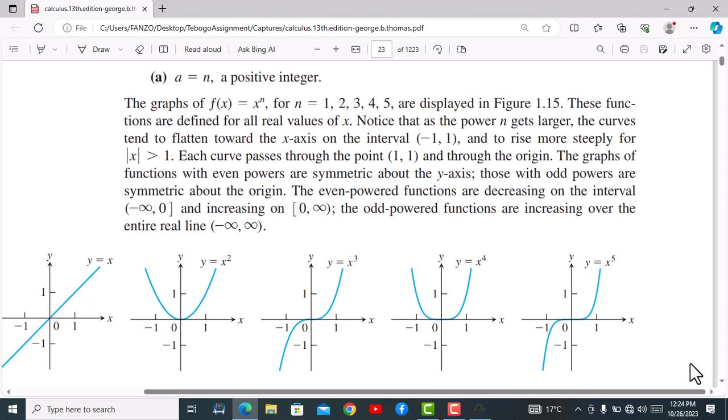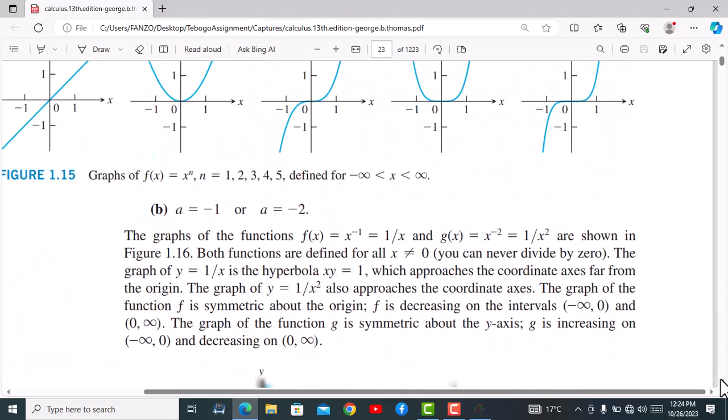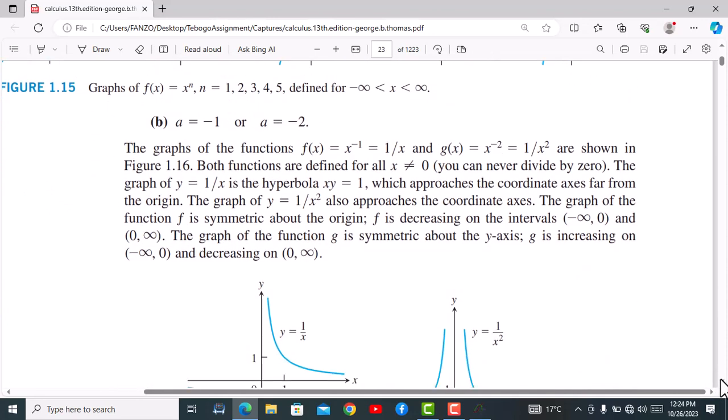So it is very important that we note these graphs. So okay, that is one. Graphs of f(x) = x^n for n = 1, 2, 3, 4, 5 and so on, defined on the interval negative infinity to positive infinity.